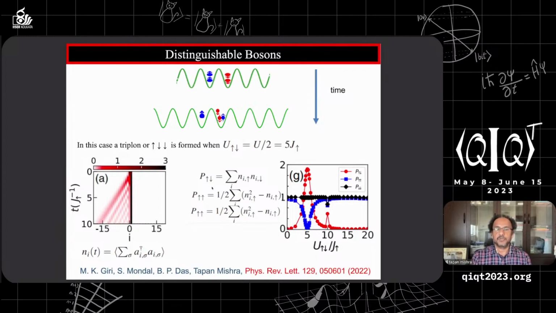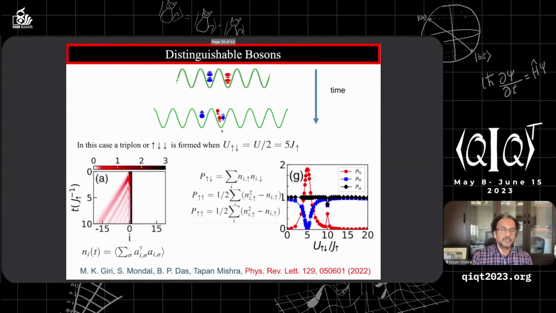To quantify this, we compute the up pair probability, and sorry, this is a mistake. This is actually the down down probability, p down down. Here you can see that at U up down equal to 5, the up down and down down probabilities are finite, whereas the up pair probability vanishes, which is because of this. The up pair formation goes to 0, whereas the other two are finite. We also see another resonant condition at 10, which is not very significant. The most significant contribution comes from here. So this is another important finding where we showed that a 3 particle bound state can also be formed if the particles are distinguishable, if the bosons are distinguishable.